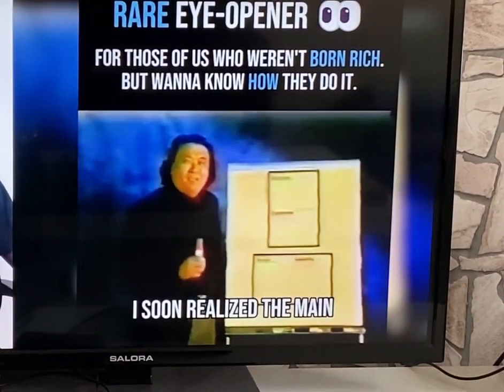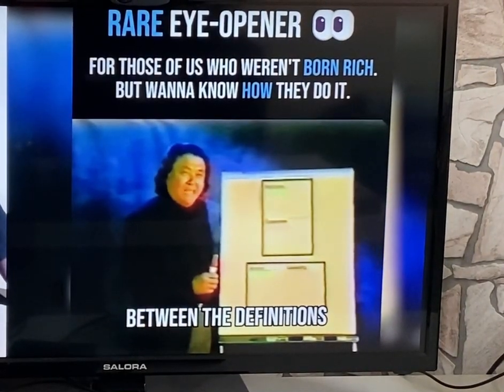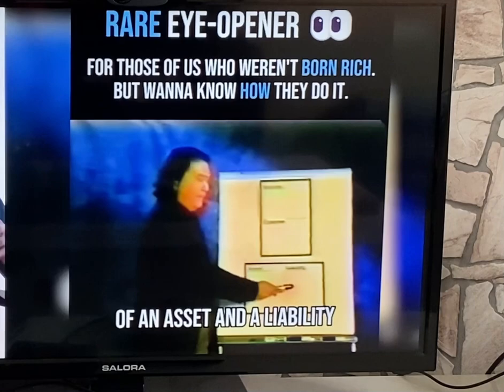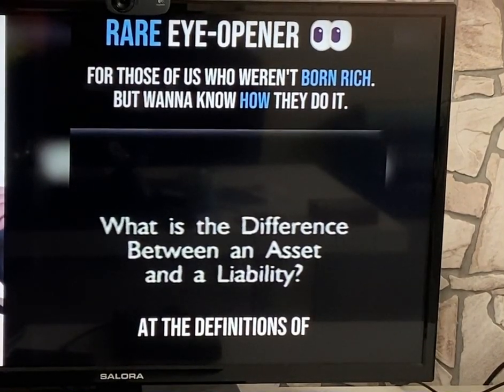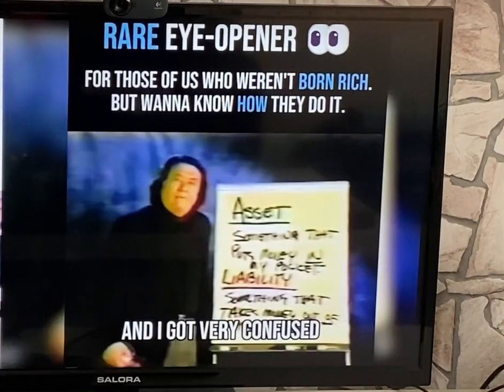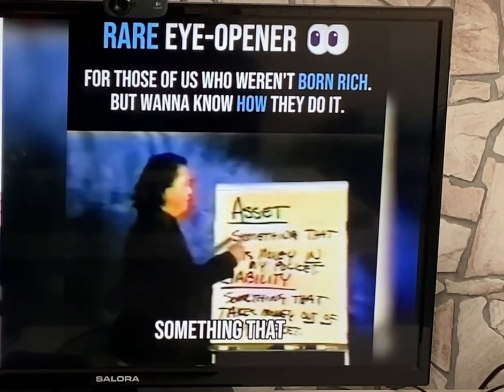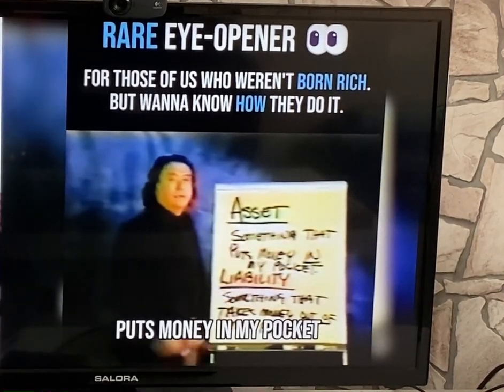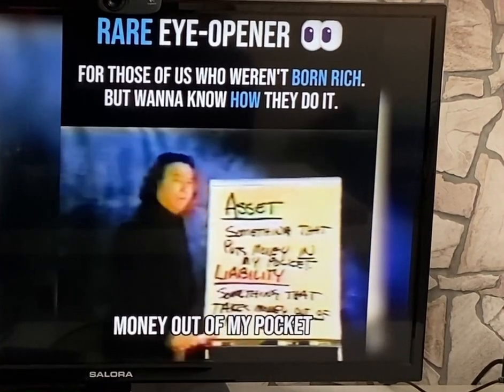I soon realized the main cause of financial struggle was due to confusion between the definitions of an asset and a liability. I looked in the dictionary at the definitions of assets or liability, and I got very confused, so I made up my own. My definition of an asset is something that puts money in my pocket, and my definition of a liability is something that takes money out of my pocket.